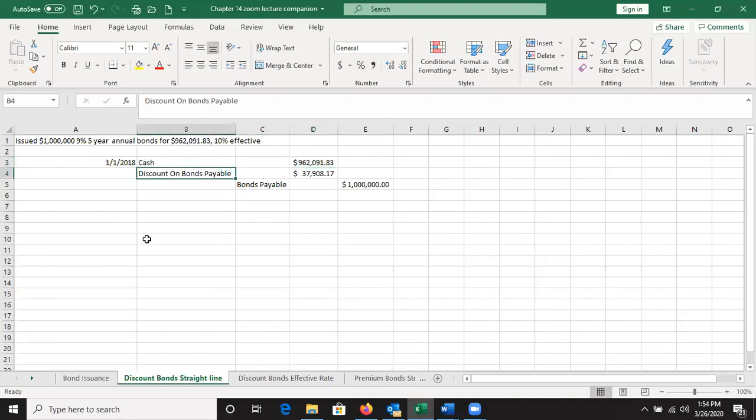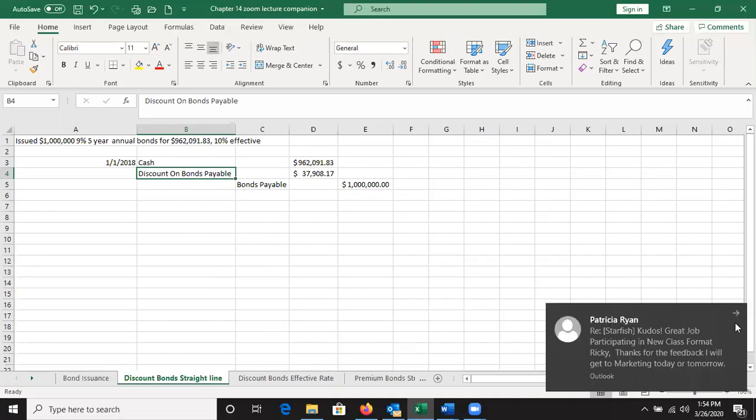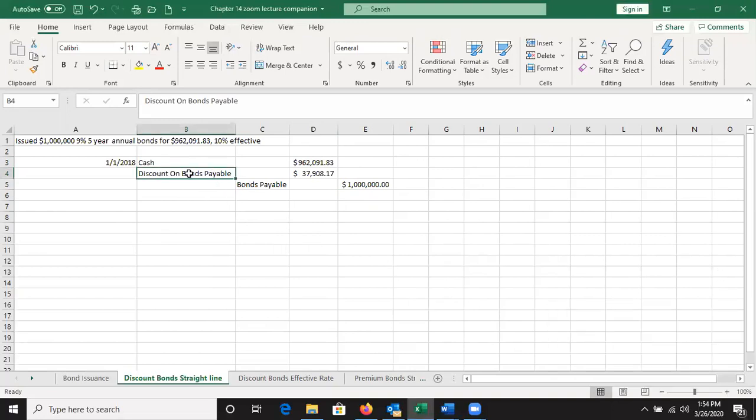Okay. Now, whenever you have a discount or a premium on bonds, you have to amortize them. Amortization is reducing the discount or the premium until, God, I hate when emails come up, until they reach zero.